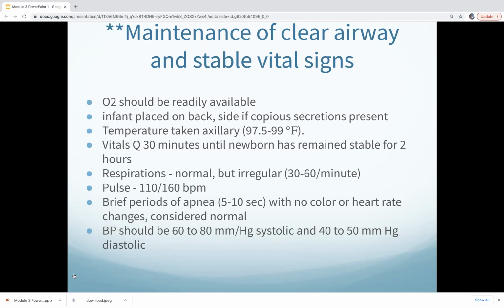Pulse is between 110 and 160, and you don't do the blood pressure in the postpartum unit. But if they were in the NICU and they were measuring blood pressure, it should be between 60 and 80 systolically and 40 to 50 diastolically. I'm not going to really ask you as much about their blood pressure, but I do expect you to know a normal temperature range, which is 97.5 to 99, normal respirations, 30 to 60, and a normal pulse, 110 to 160.